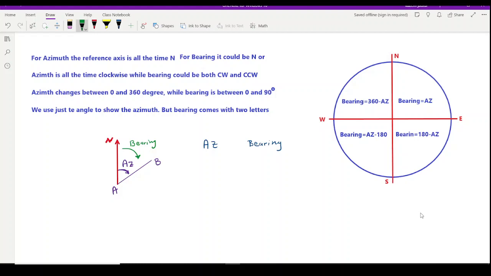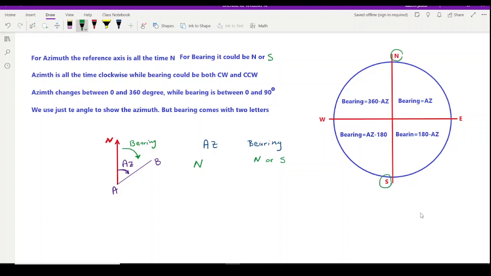Now, there are some differences between azimuth and bearing, because bearing is also pretty much the same but with some differences. For azimuth, our reference axis is north all the time. So our base or reference for the angle is north for the azimuth. But for bearing, it could be north or south.